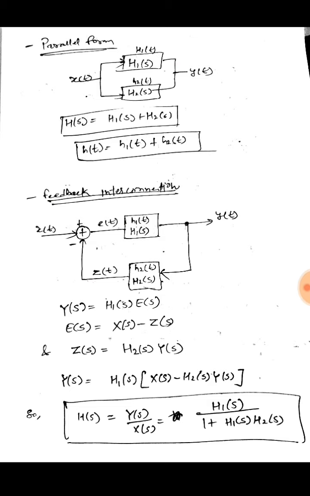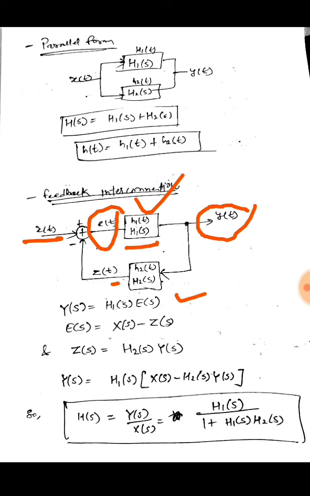So in this case we can see that Y(s), that is the Laplace transform of y(t), is equal to H1(s) into E(s), as E(s) is the input to this transfer function, which is an error signal. So H1(s) into E(s) is Y(s). Similarly, E(s), what is E(s)? E(s) is X(s) minus this Z(s), which is coming out of this second transfer function.